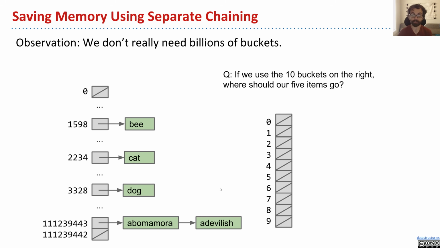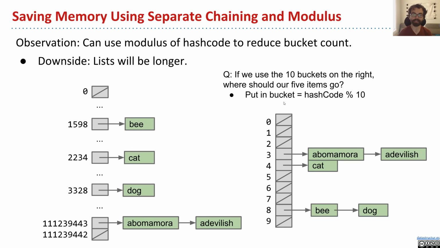Okay, so what I'm going to do is I'm just going to stick it in the bucket that has hashcode mod 10. So for example, for bee, I'm just going to use this last digit, and it's going to end up in bucket 8. Cat has a hash code ending in 4, so if I mod it by 10, it ends up in bucket 4. If I have dog, which has 8, it also ends up in bucket 8. So whereas before bee and dog used to be separate, now they are together. The short version is simply that I'm only using the last digit of my hash code.